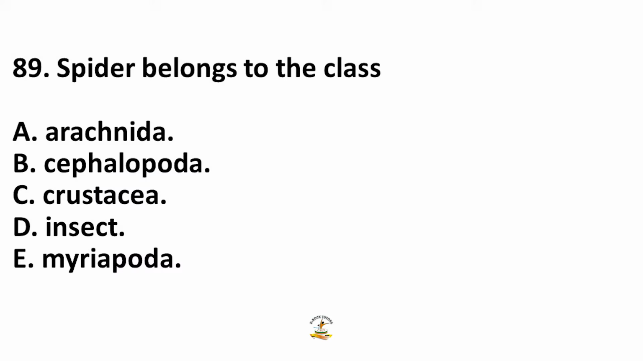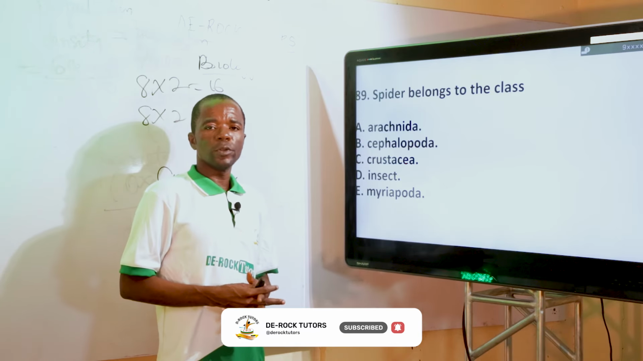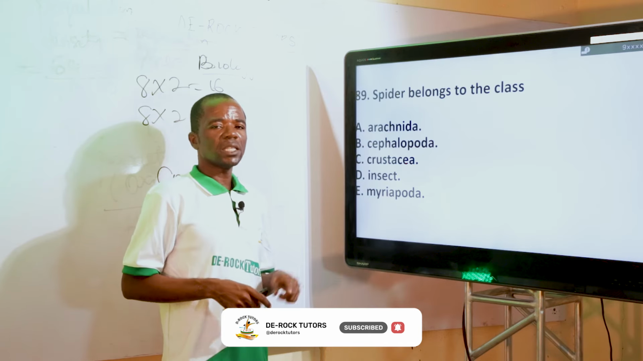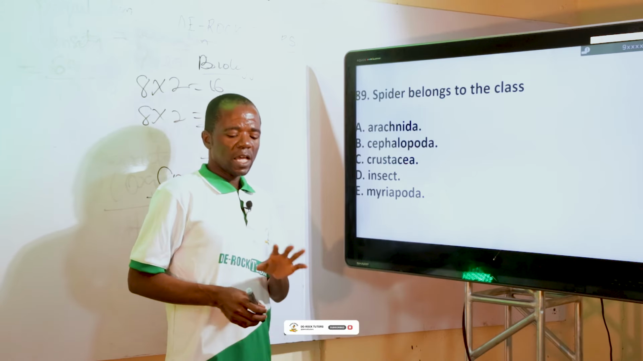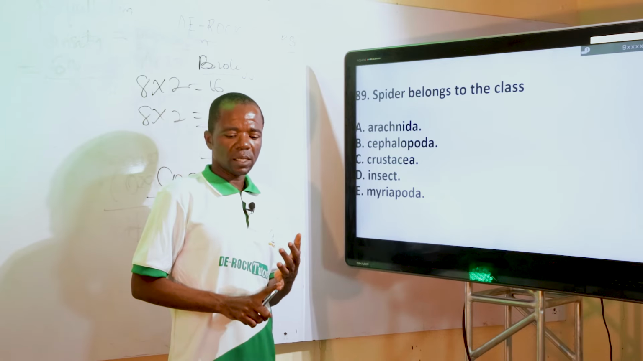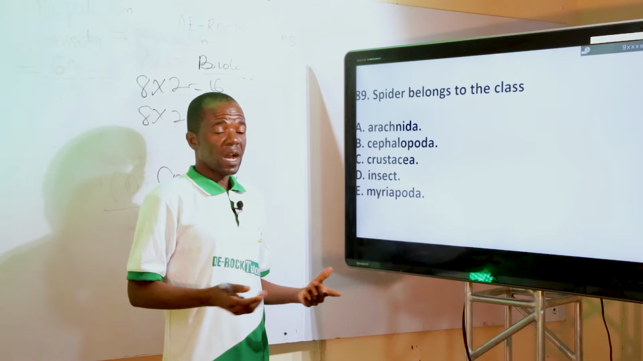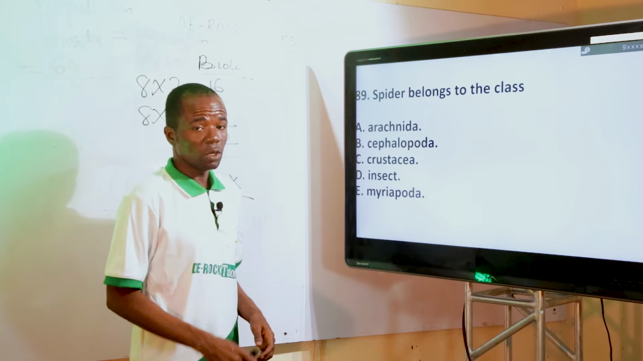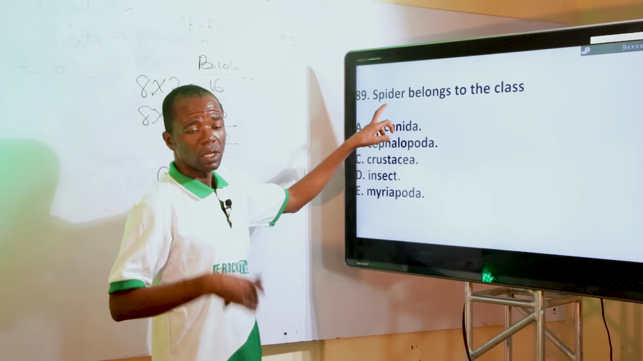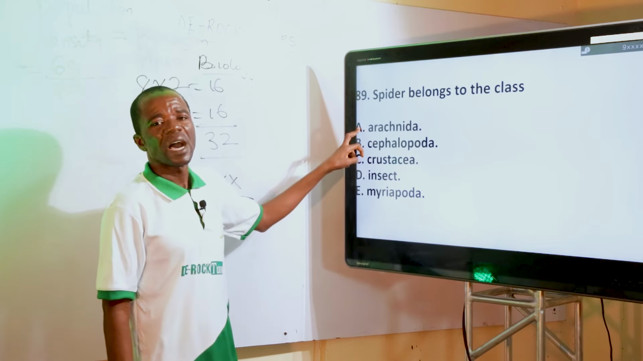Number 89. Spider belongs to the class. We know that spider belongs to the phylum called Arthropoda. Don't forget that Arthropoda is the largest phylum in the animal kingdom. And there are 4 classes under Arthropoda. We have class Insecta, class Myriapoda, class Crustacea, and then class Arachnida, which is the correct answer here. Spider, scorpion, tick, all of them belong to the class Arachnida.